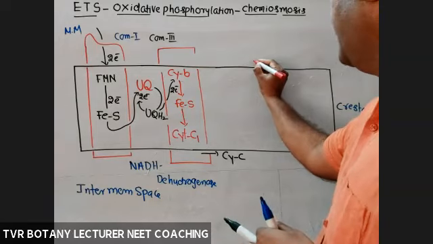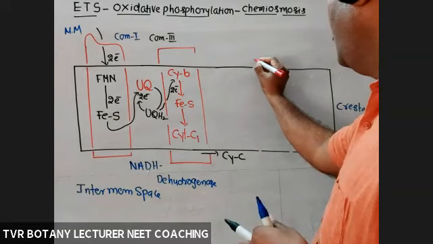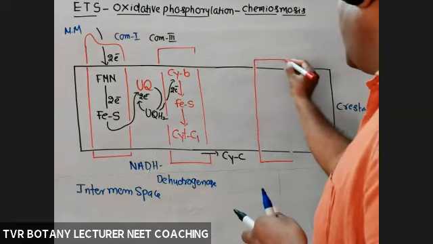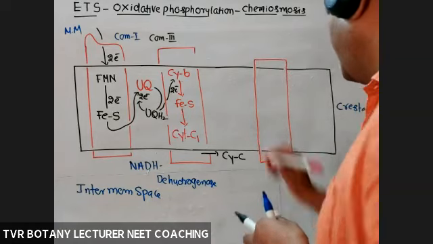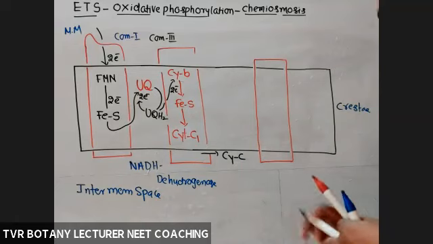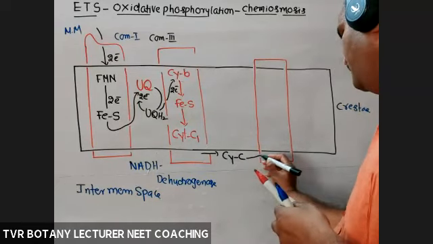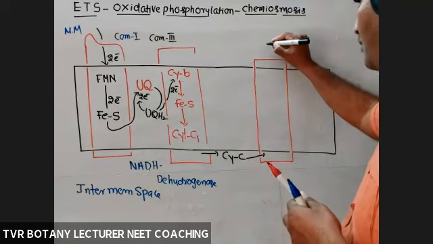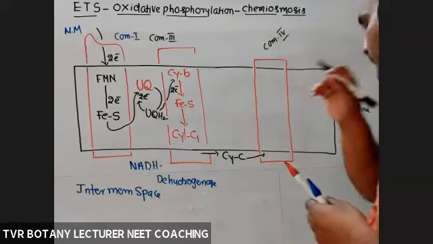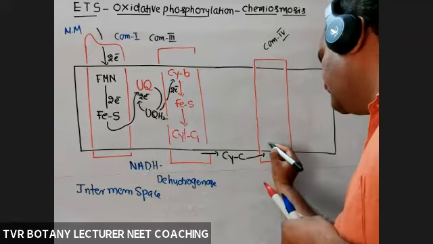fourth complex. Here I'm taking the fourth complex, simple, so a dummy diagram only. Okay, so cytochrome C, the mobile electron carrier. Now electrons are accepted by the fourth complex, complex 4. And what are the electron carriers?